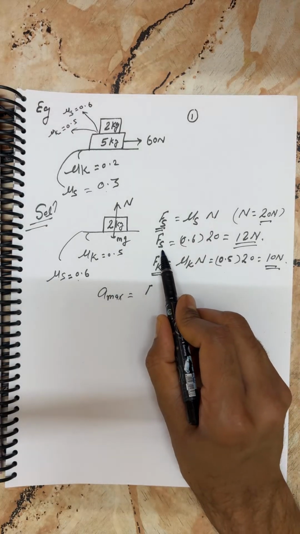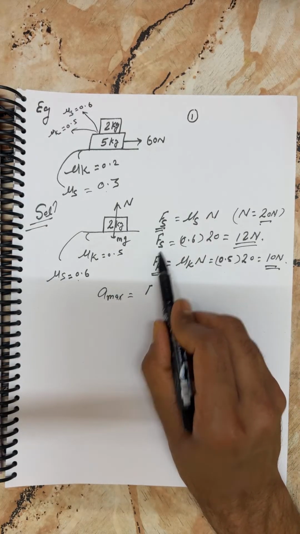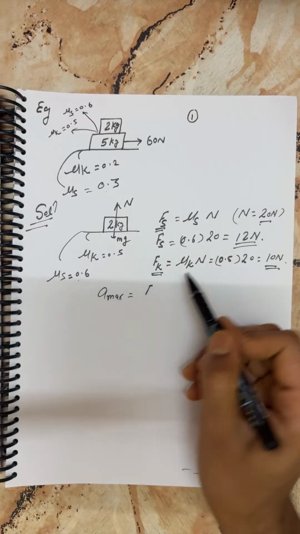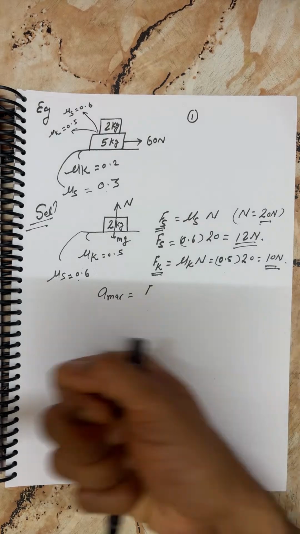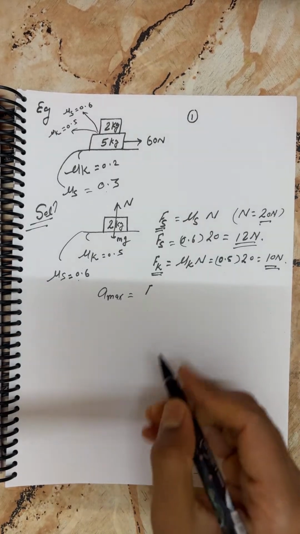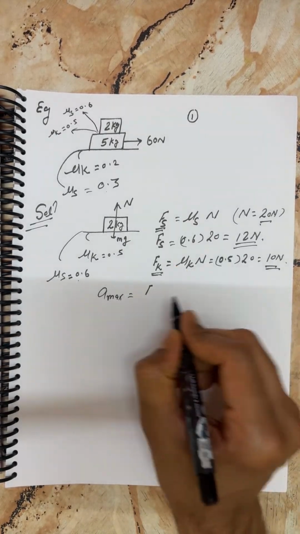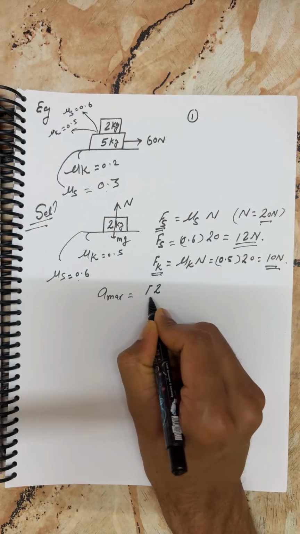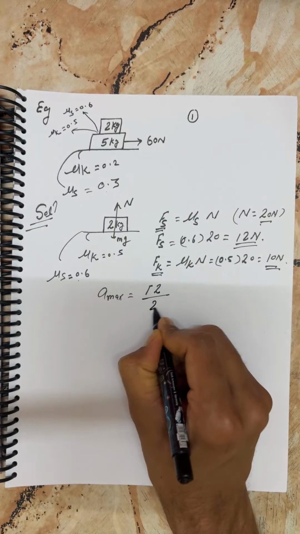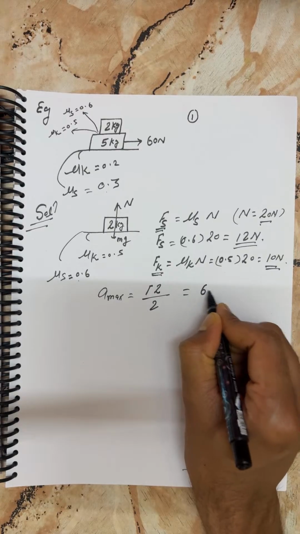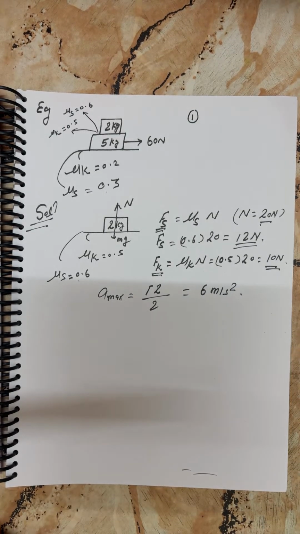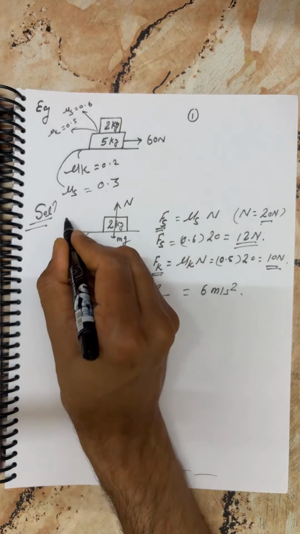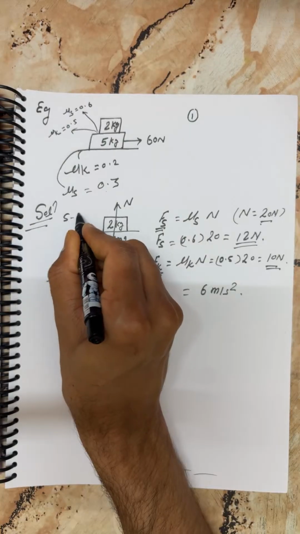So it's mu s, Fs here. In fact, we have to take static friction because we want to carry both blocks together only, my dear. So what is the friction force here? 12 divided by 2, which equals 6 meter per second square. This is the maximum acceleration value, right, my dear? Okay, step one is finished.